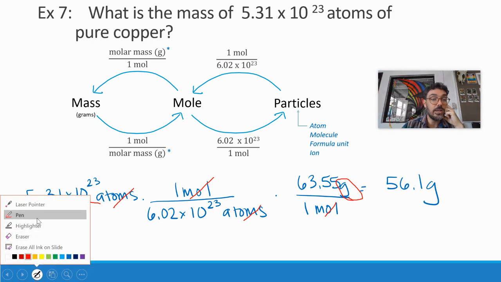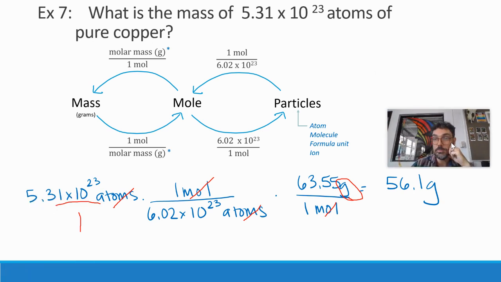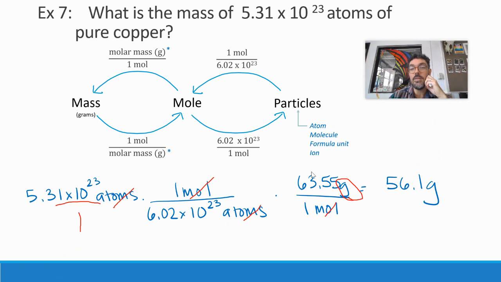And then we're done. And in case you missed it, let me move myself. Oh, it's not there. We got this conversion for copper directly from the periodic table. So atoms to moles, and then moles to mass, and now we're at grams, and we're good.